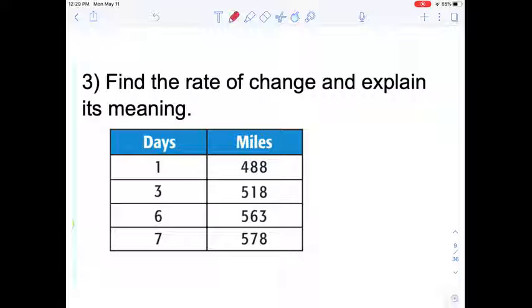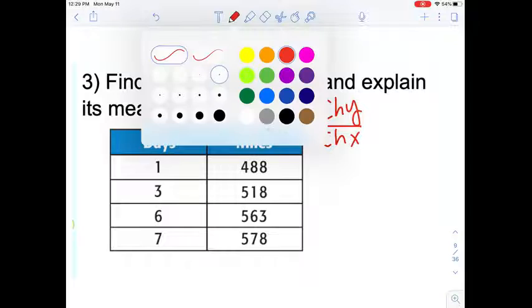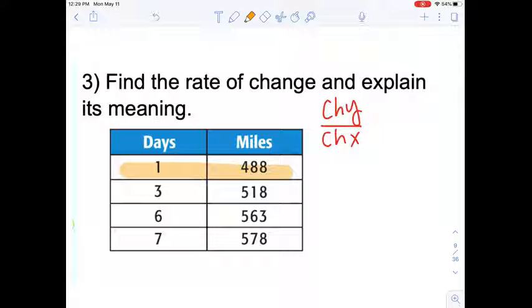Number 3 says find the rate of change and explain its meaning. So we just practiced finding slope. Rate of change is similar, except our formula we use is change in y over change in x. We can choose any 2 points to use. I'm just going to stick with these first 2.